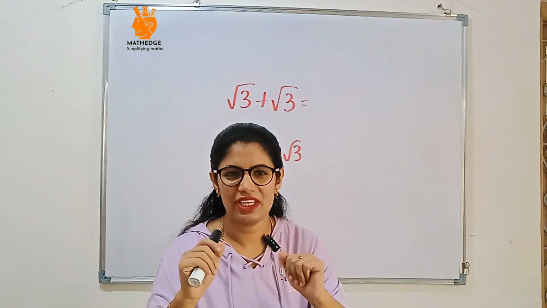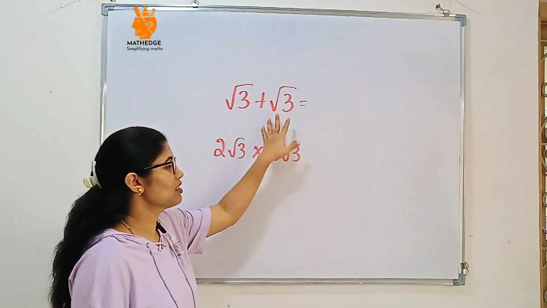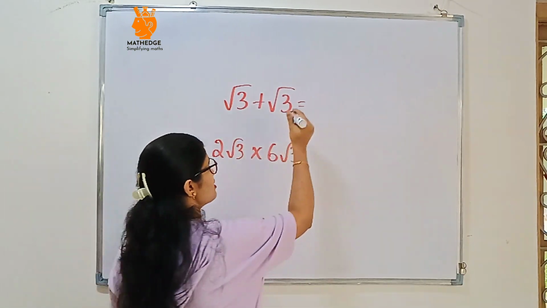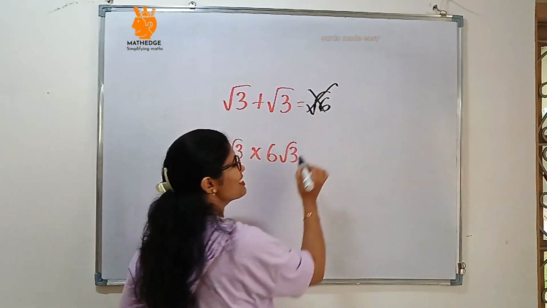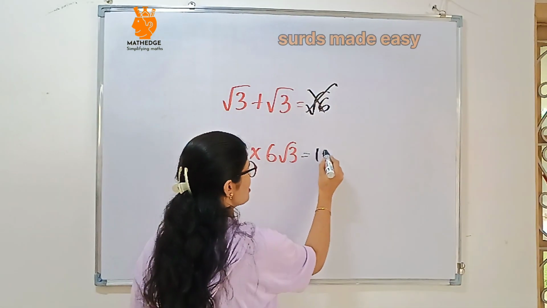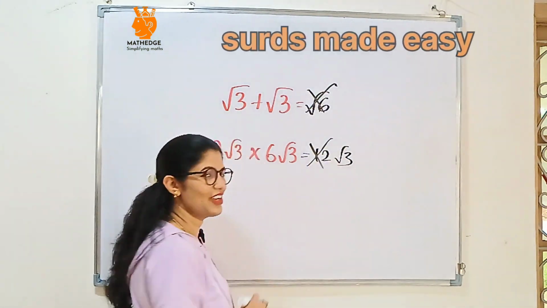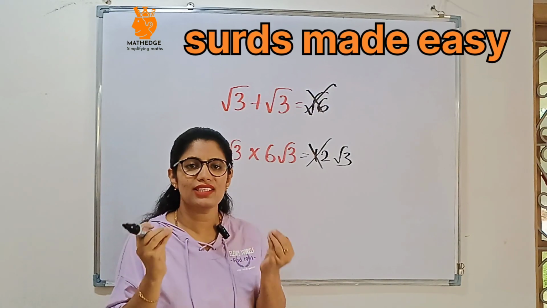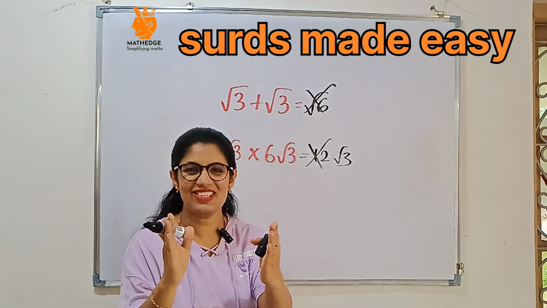Hey everyone, quick question. Can you add these types of surds? So usually if I said to add root 3 plus root 3, what would you say? It is root 6, right? No, that is wrong. So here also, what do you write? You simply write 12 root 3. This is also wrong. So today I am going to explain how to add, subtract and multiply the surds in the easiest way.